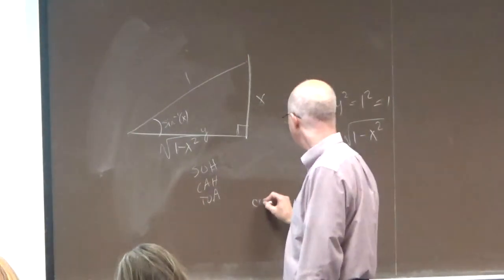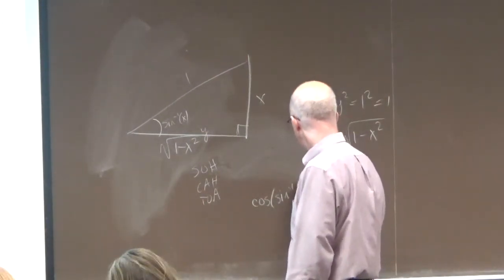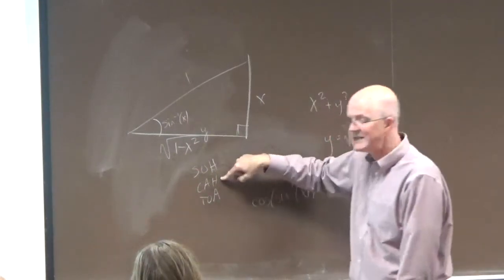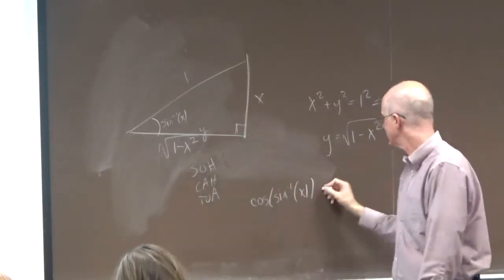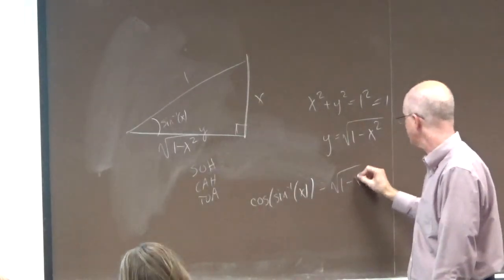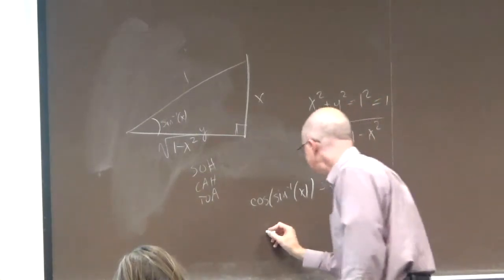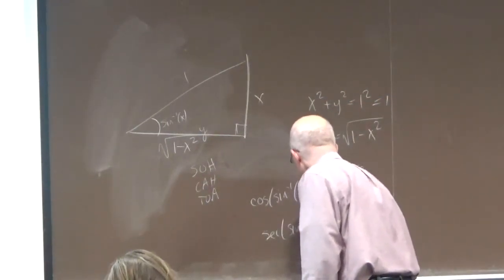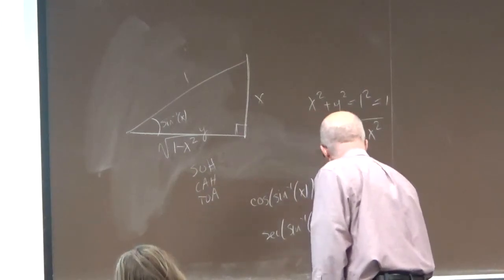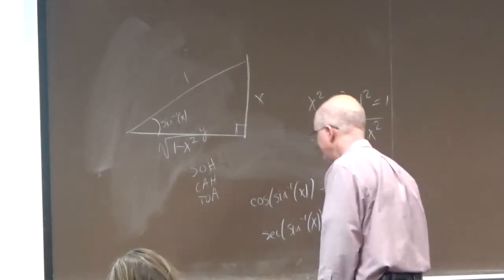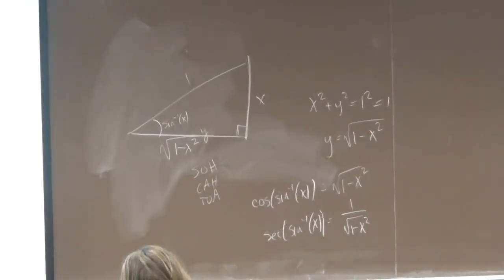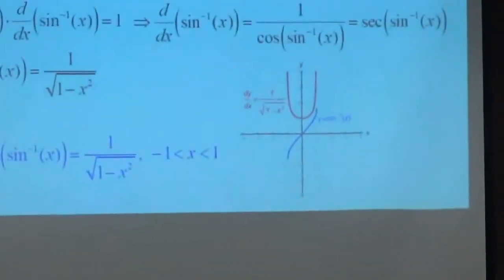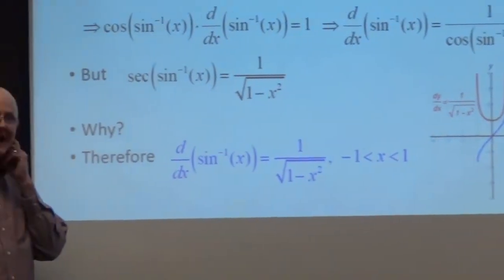What's the cosine of this angle? Cosine is adjacent over hypotenuse. There's the adjacent side. There's the hypotenuse. This is square root of 1 minus x squared. So the secant of that angle is the reciprocal of that. It's 1 over square root of 1 minus x squared. Because the secant is defined to be 1 over cosine. And you can see looking at the graphs that it seems about right. There's the final answer.